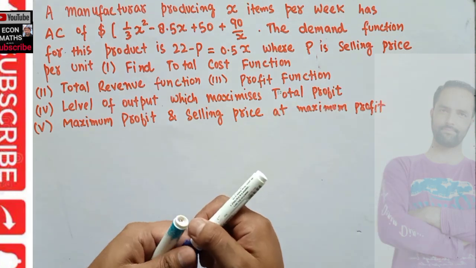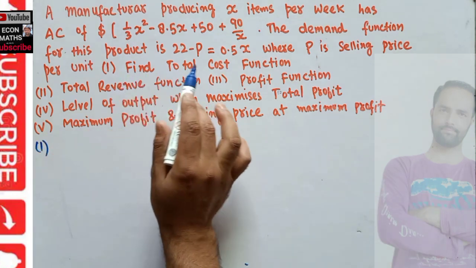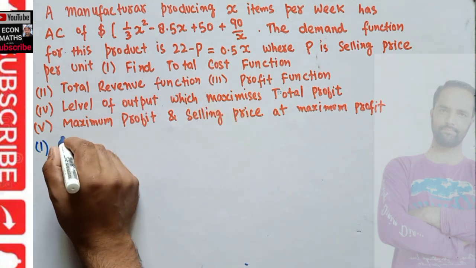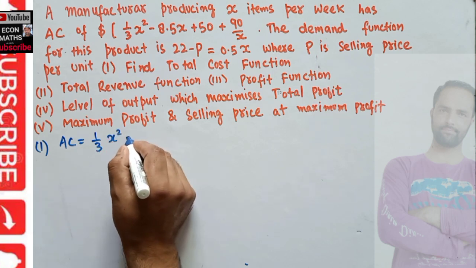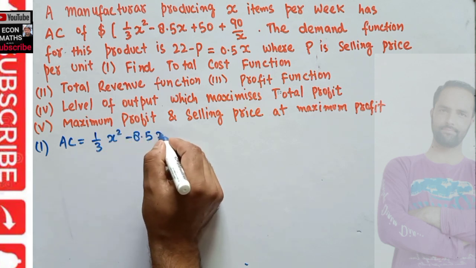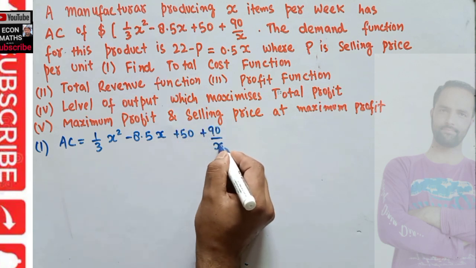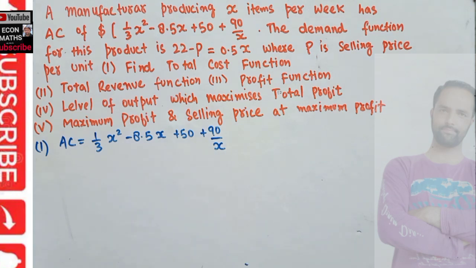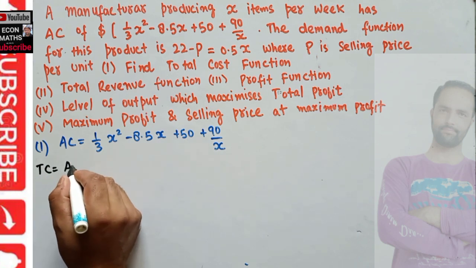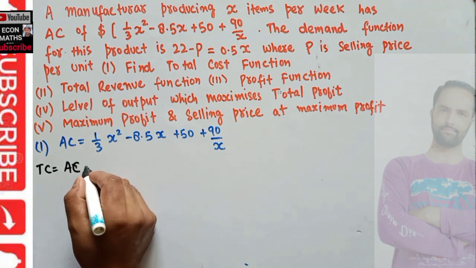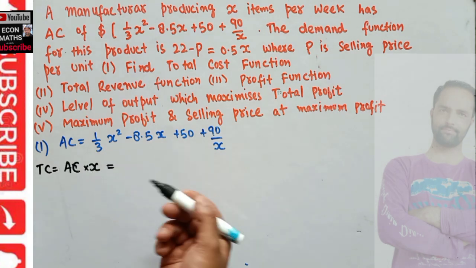Okay, so let's take it one by one. First, we need to find out the total cost function. So what is our average cost function? Average cost function is 1/3 x square minus 8.5x plus 50 plus 90 upon x. This is our average cost function. Now to get total cost function, total cost is simply equal to average cost times output. When you multiply average cost with output, you get total cost.